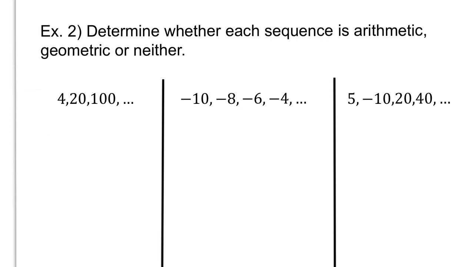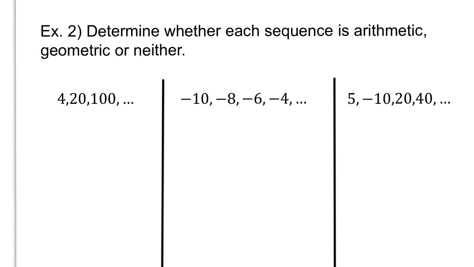So now let's go ahead and identify if a sequence is geometric or arithmetic. Just a review for you. Geometric is when you multiply to get to the next number, the next term, and arithmetic is when you are adding to get to the next term. So let's look at the first sequence here. We have a 4, a 20, 100.